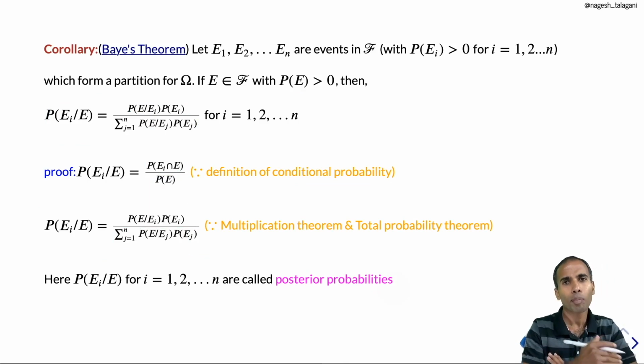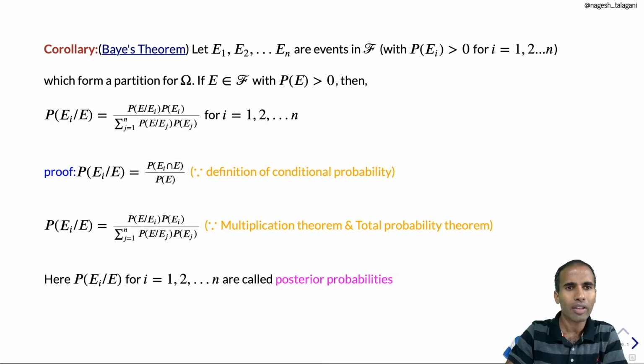What are the posterior probabilities? Here say we have an event E which can happen due to exactly one of E1, E2, and so on En, which form a partition for omega. Okay. Now you performed an experiment and you see the evidence that E happened. Now your interest is what is the probability E happened due to E1? What is the probability E happened due to E2? And so on. Okay. These probabilities are called posterior probabilities.